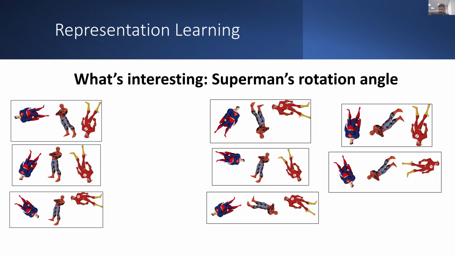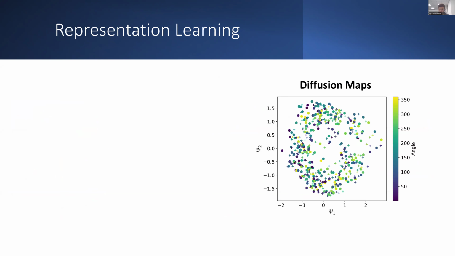In this toy example, our goal is to predict Superman's rotation angle from each image. Using the standard diffusion maps algorithm, we embed the images in 2D and color them by Superman's rotation angle. But the data is confusing due to the Spider-Man and Flash figures that are irrelevant to the task. And as you can see, the learned representation is not aligned with the task and is ineffective.